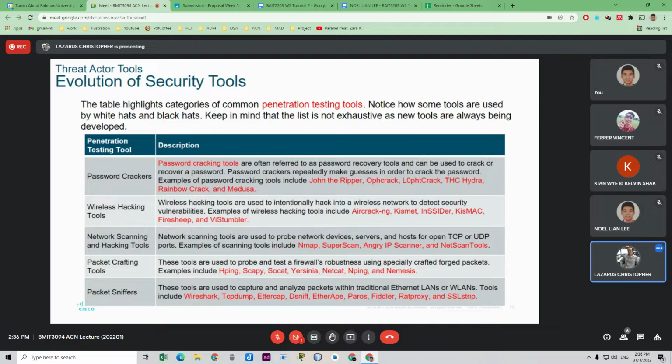And some of them are just brute force attacks. Some of them are dictionary attacks, that means attacks to crack the password. Some of them use sophisticated algorithms.